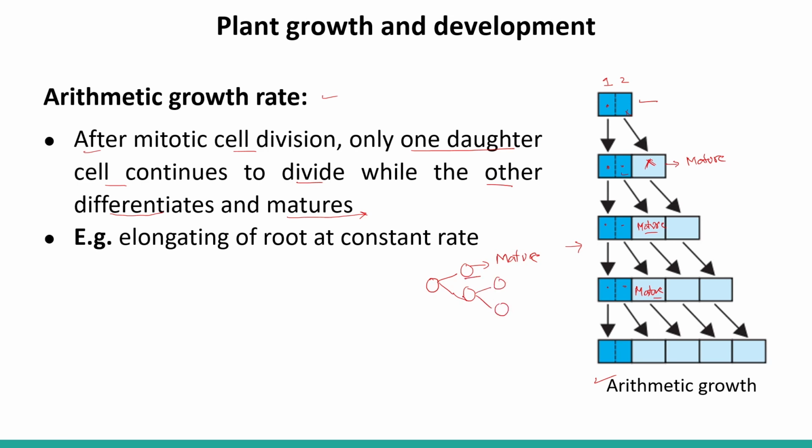Okay, one cell matures, one cell is dividing. For example, this type of growth is seen in the elongation of root. If the elongation of root is happening at a constant rate, it means arithmetic growth is taking place there.